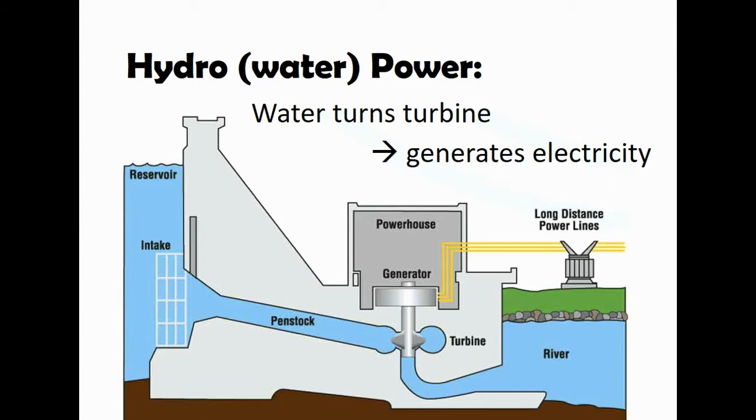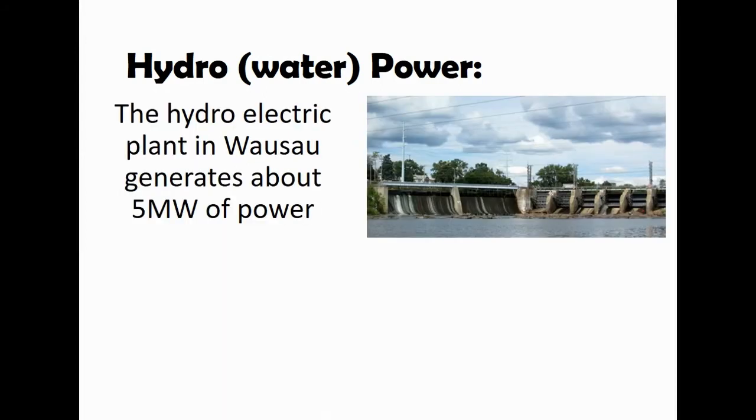Hydroelectric power derives its power from moving water sources. As the water flows from a higher level to a lower level, it turns a turbine, which turns a coil of wire in a magnetic field, thereby generating electricity. We have a hydroelectric power plant in Wausau, Wisconsin. It generates about 5 megawatts of power.